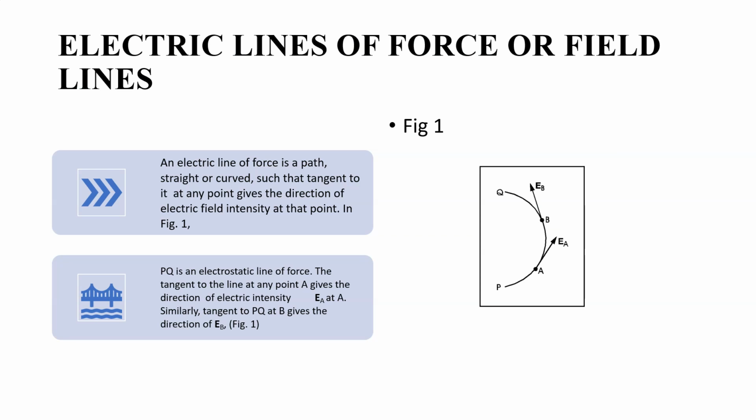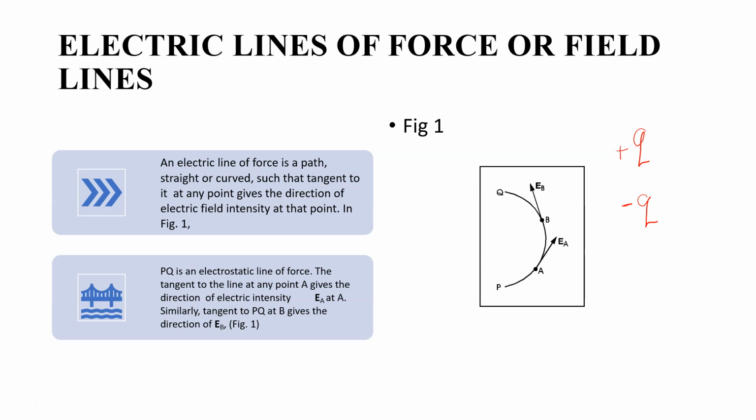Electric lines of force or field lines. Now we have understood the definition of electric field. Whenever there is an electric field, there will be electric lines of force. It's just like the magnetic lines of force due to a magnet. Similarly, a charge may be positive or negative, and they must have electric lines of force, because due to these lines of force, one charge can attract or repel another charge.